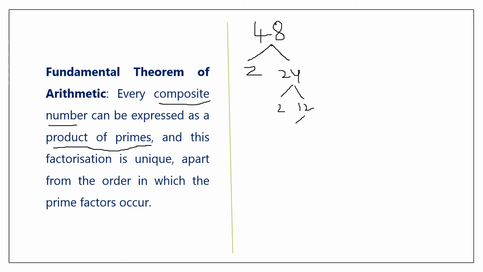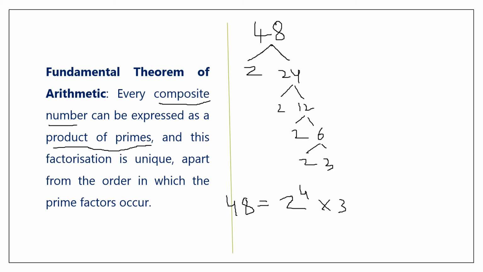Again the 12 we can write as 2 into 6. Again 6 can be written as 2 into 3. Now all are prime numbers. All the numbers we got are prime numbers. This cannot be continued as 2 and 3 are prime numbers. Therefore 48 is a composite number which we can write as 2 power 4 into 3, because 2's are 4.